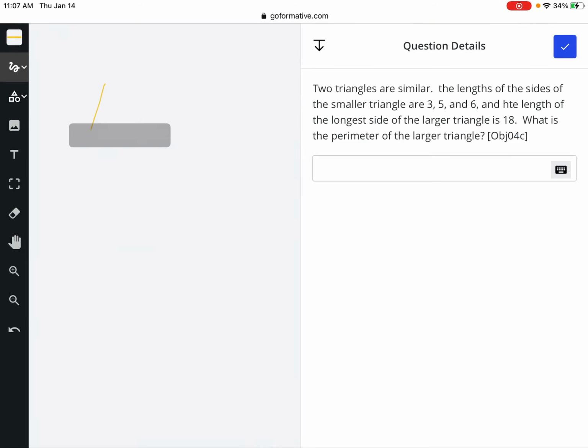Two triangles are similar, so I'm just going to draw 2 triangles that are similar. The lengths of the sides of the smaller triangle are 3, 5, and 6, and the length of the longest side of the largest triangle is 18. It says what is the perimeter? For this, side over perimeter equals side over perimeter.